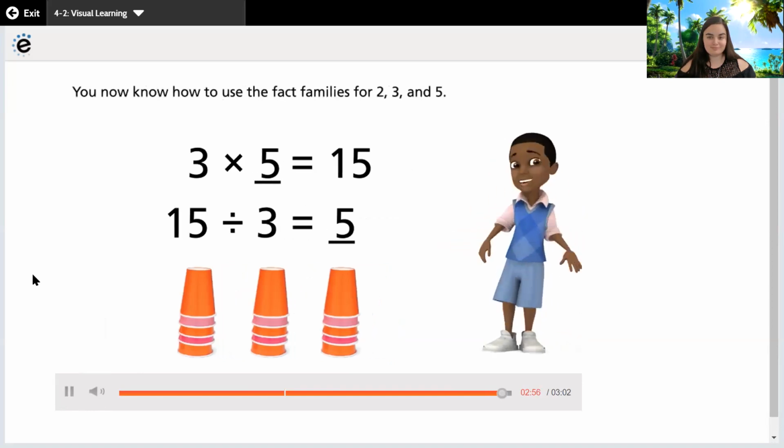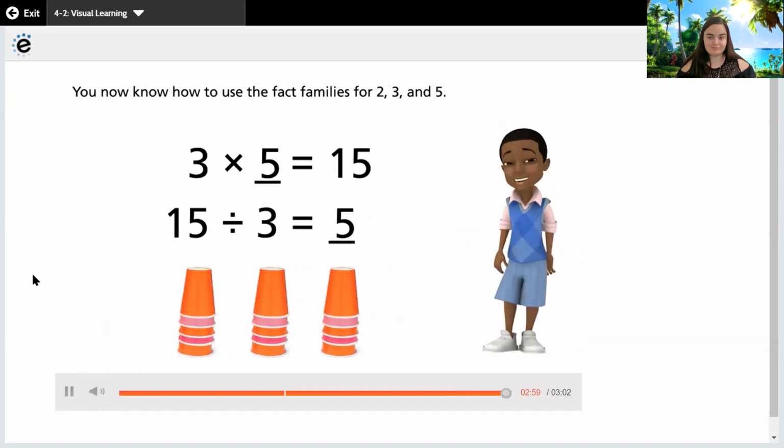You now know how to use the fact families for 2, 3, and 5. Very good. So again, we're focusing on using those fact families, knowing that 3 times 5 is 15, 2 times 5 is 10, 1 times 5 is 5. If I know how to skip count by 5s, then I know how to get to 15. If I know how to skip count by 4s or 3s or 2s, knowing those multiplication facts of the 2s, 3s, and 5s here can really help you with your assignment. Because we're using those fact families: 2 times something equals something is the same thing as that something divided by 2 equals something else.